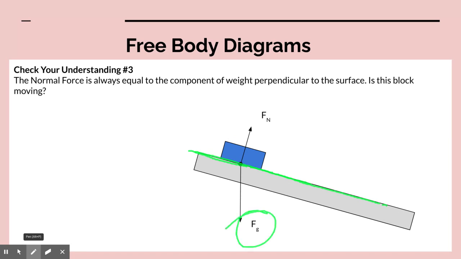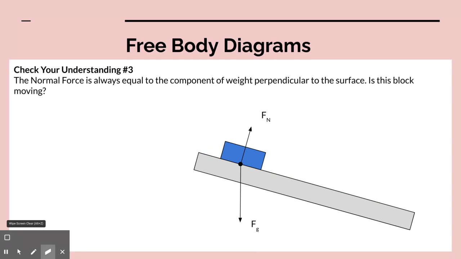And then you've got gravity down here that's kind of looking like it's doing its own thing, but really it's not. It's doing exactly what it's supposed to. It's going straight down, straight vertical. So looking at this, we do have enough information to know if it's moving or not.